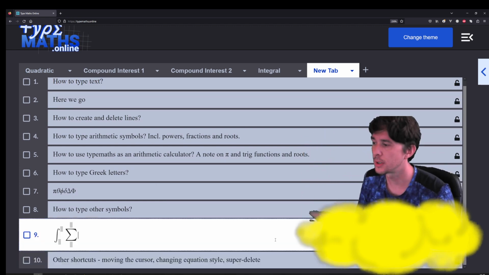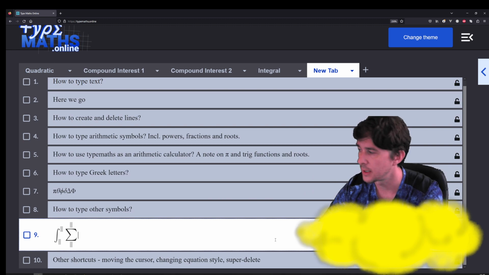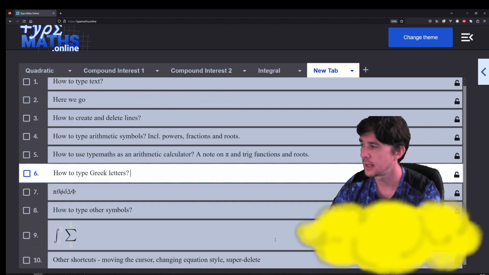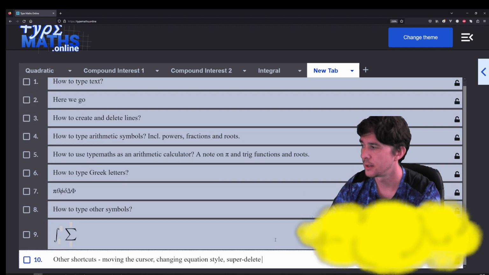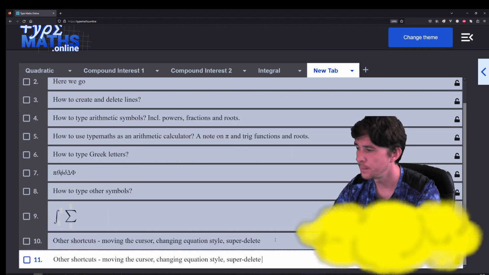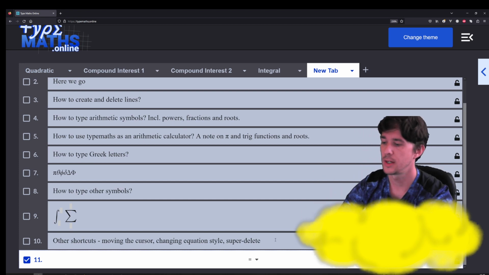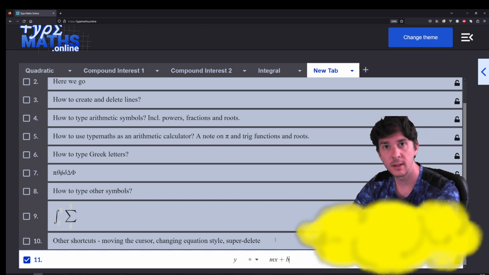Okay, other shortcuts. So we know that we can make a new line or delete a line. If you hold Control and use the arrow keys, you can move up and down. You can also, by doing Control Enter, switch to a two-sided equation. So you can have y equals mx plus b, and you can move between the left and right of that equation using the arrow keys.